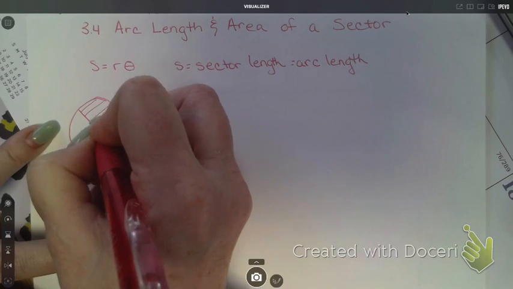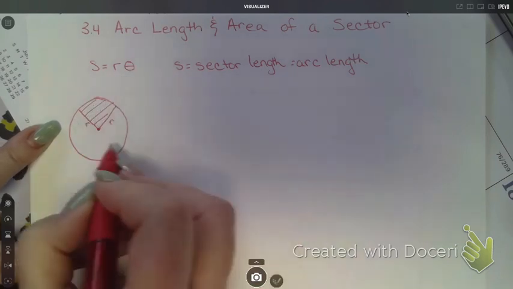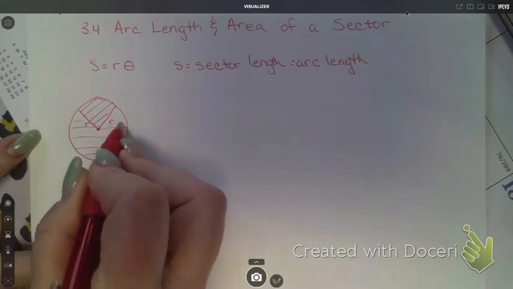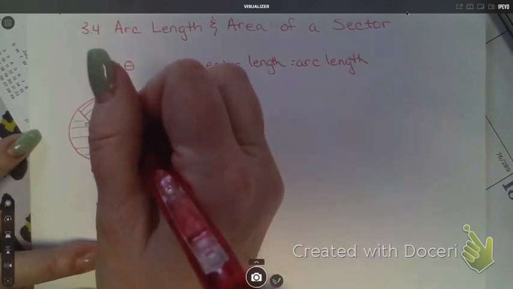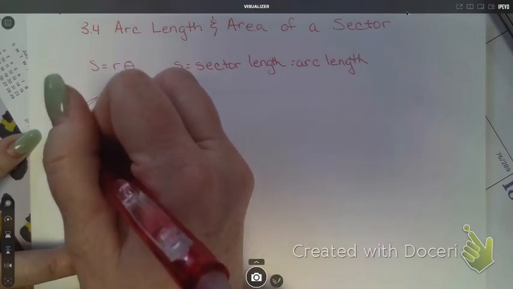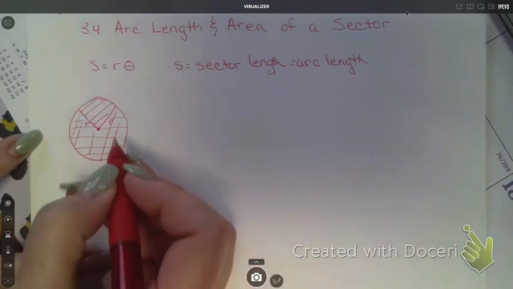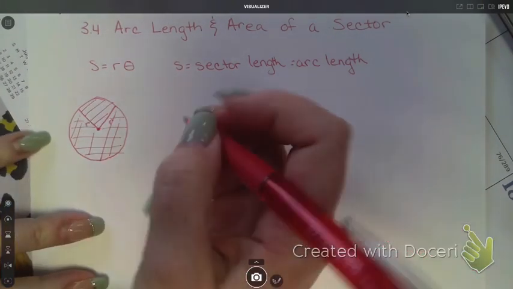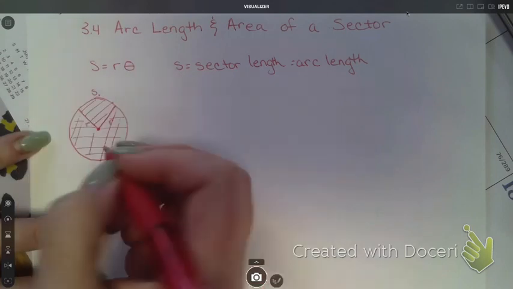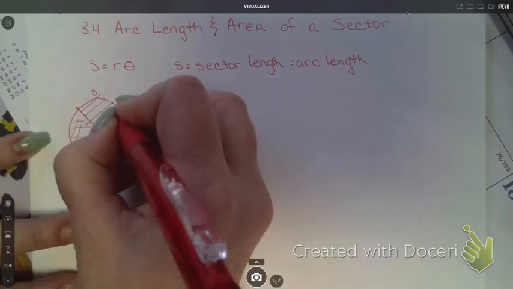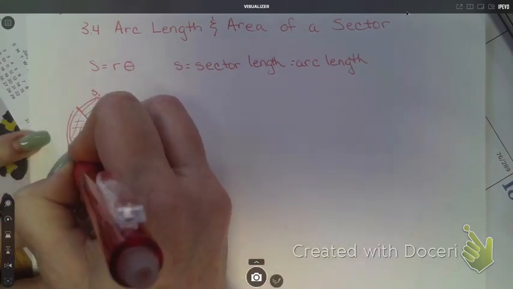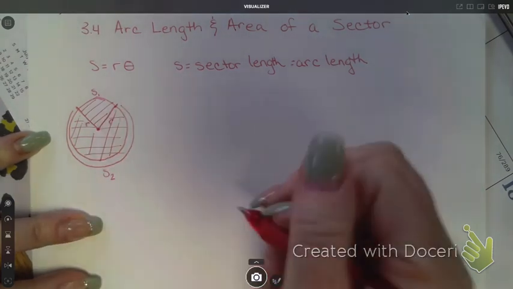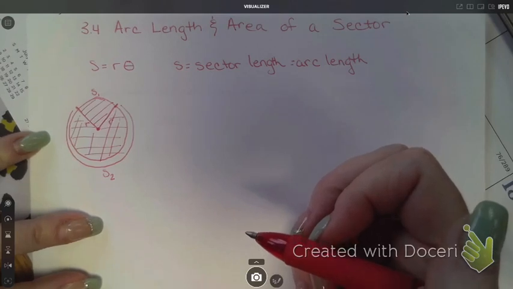But now I have a question for you. That is a sector, right? What about this? Is this a sector also? No. Why not? But right here, it's cut here and here. So we could call this S1, but this whole thing from here to here is also a sector, because you've cut part of a circle.